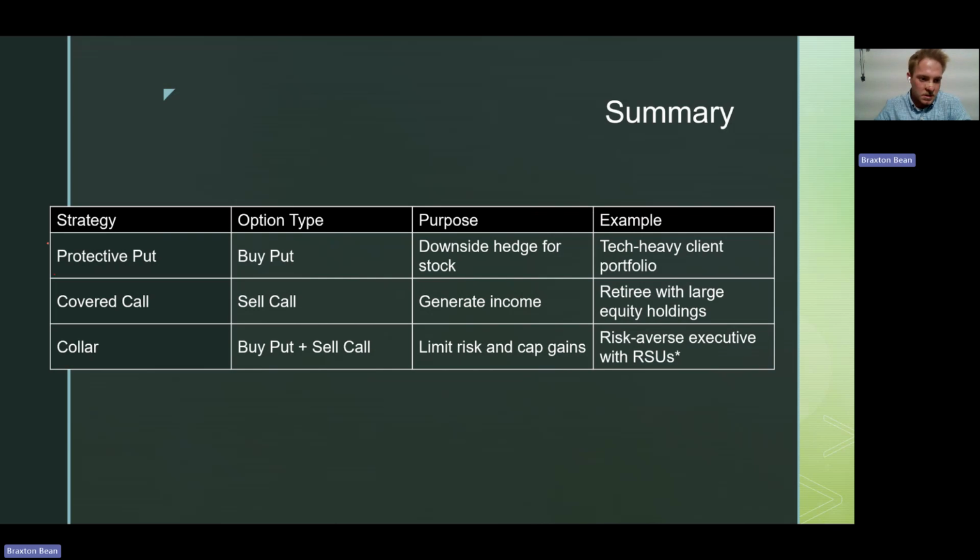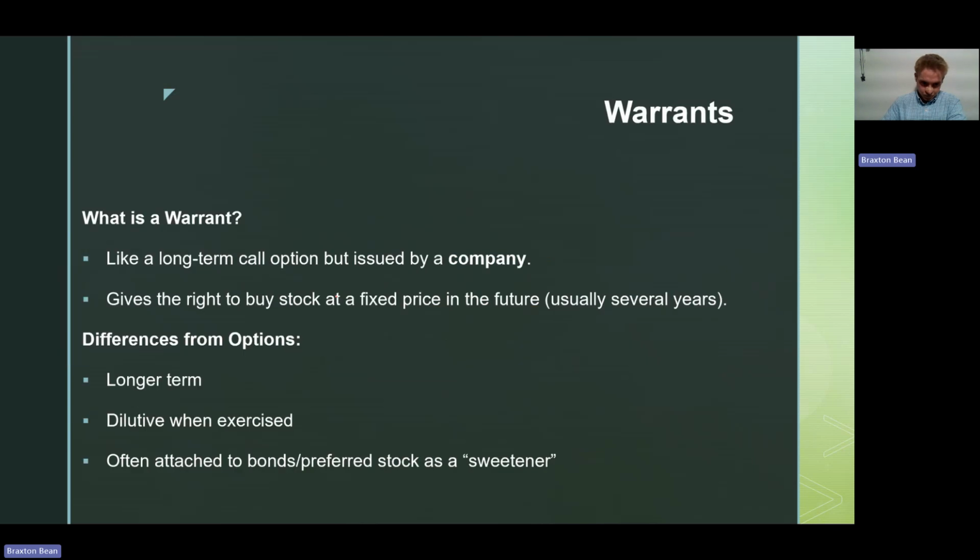So here's what I just explained. You can buy a put option, hedging downside risk, and an example is a heavy tech founder. Another option is a covered call. We talked about these. These are kind of the purposes. You want to generate income. This one is limiting risk and capital gains and capping gains.